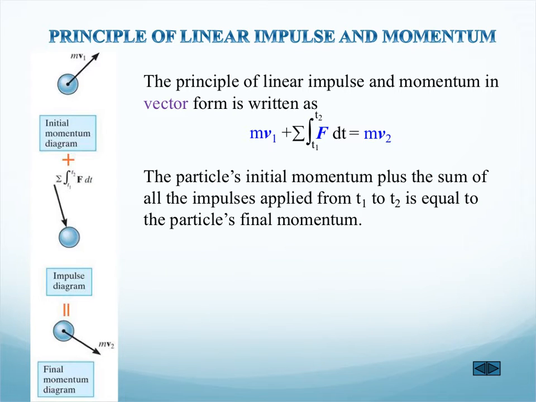Just as a quick reminder, what we've done so far is we've looked at the fact that if we rearrange Newton's second law, we can come up with the principle of linear impulse and momentum, where the impulse exerted on an object is equal to its change in its linear momentum.